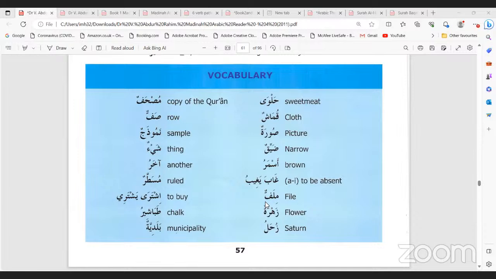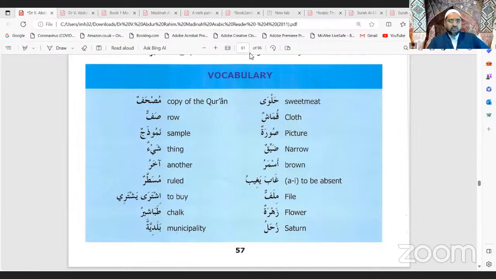You want me to finish the vocabulary? Get Mrs. Najma to finish off the vocabulary. Jazakallah, thank you. Mrs. Najma, can you finish off the vocab, please?